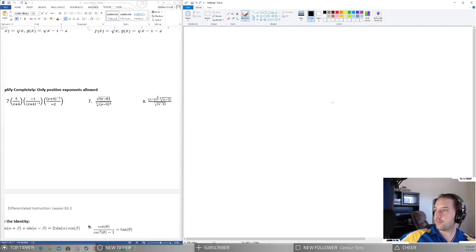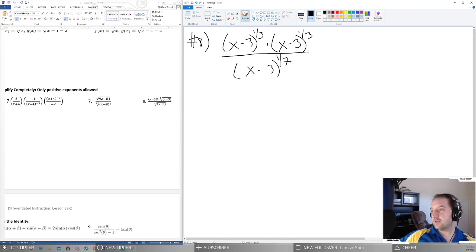All right. So on the next one, number 8, I have x minus 3 to the 1/3 times x minus 3 to the 1/3 over x minus 3 to the 1/7. So my first step is I converted the root into an exponent. Just remember whatever the root is, that goes in the denominator of your exponent. So since it was a cube root, it was 1/3, 7th root, it's going to be 1/7.